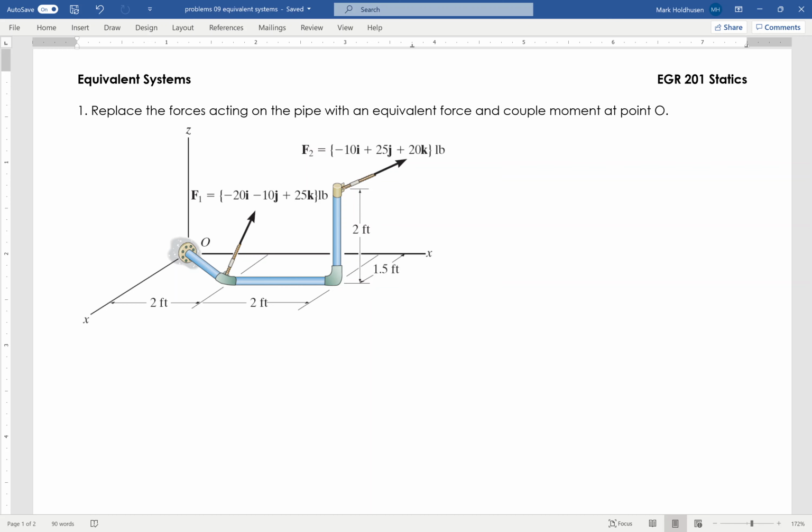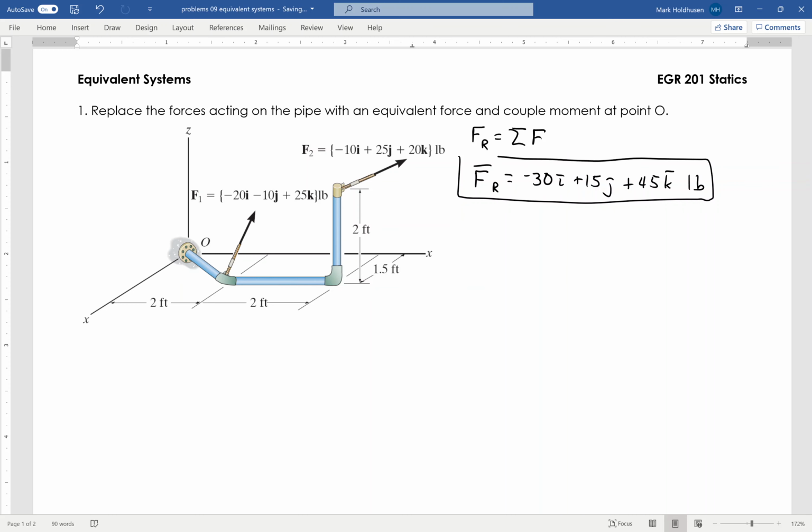And the way I do this is, first things first, I find the resultant force, right? The total force. And that's really easy. You just sum up all of the forces here. So that resultant force is just adding F1 and F2. Very simply, you get minus 30i plus 15j plus 45k. Okay, and that'll be pounds. And that's the resultant force.